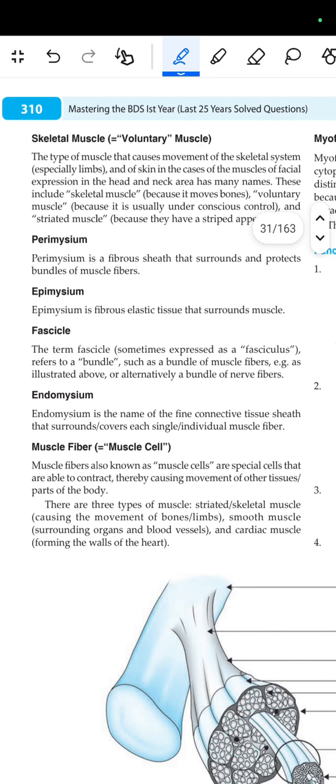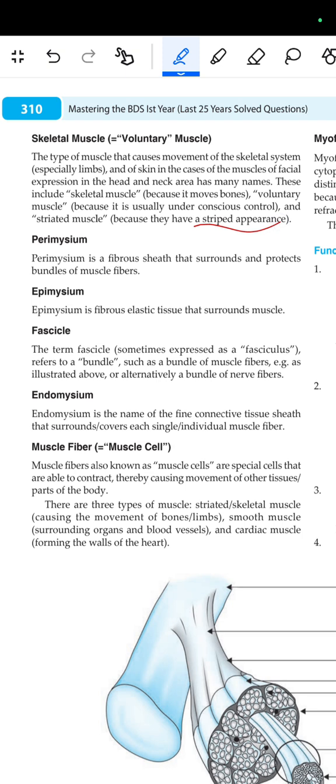Next, skeletal muscle, voluntary muscle. So the type of the muscle that cause the movement of the skeletal system, especially limbs and of the skin in the case of the muscles of the facial expression in the head and the neck area has many names. These include the skeletal muscle because it moves bones, voluntary muscle because it is usually under conscious control, and striated muscle because they have a striped appearance.